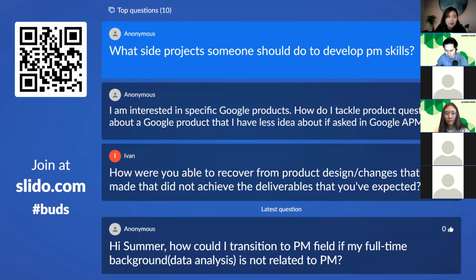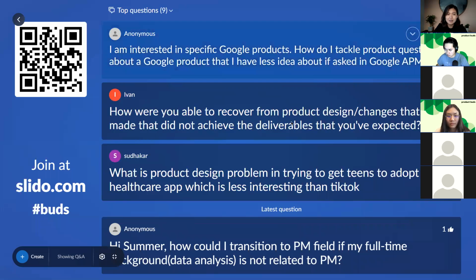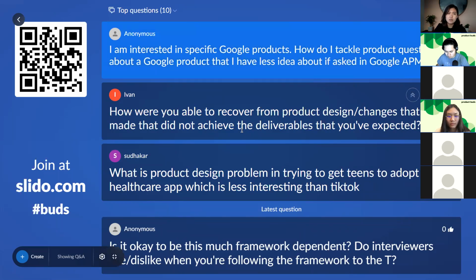Okay, cool. So the next question is, I am interested in specific Google products. How do I tackle product questions about a Google product that I have less idea about if asked in a Google APM interview? Yeah, there's no expectation that you know all the Google products. I would say, going back to the first question, just tell your interviewer that you aren't very familiar with that product and then ask them if you can switch.